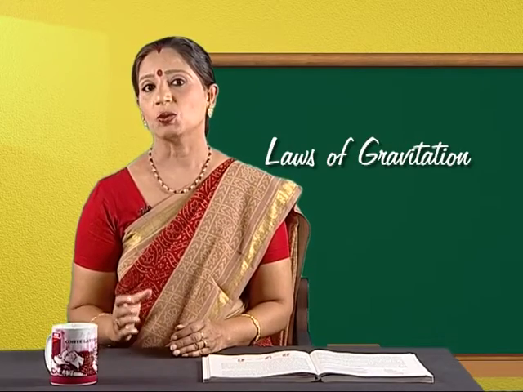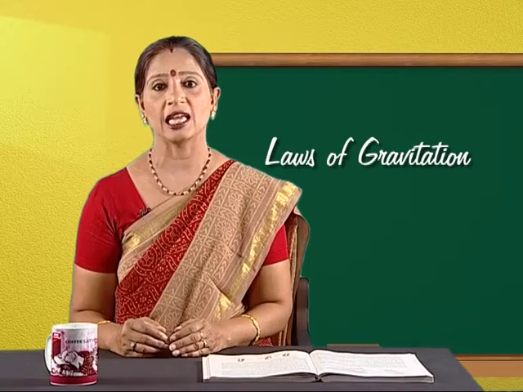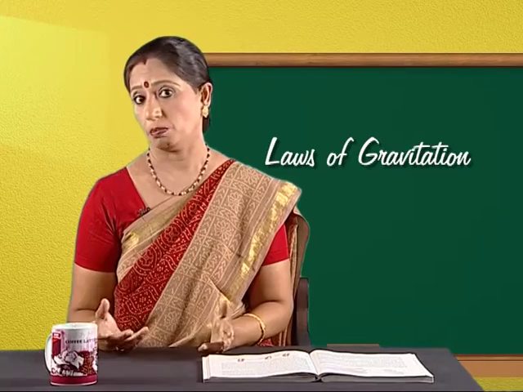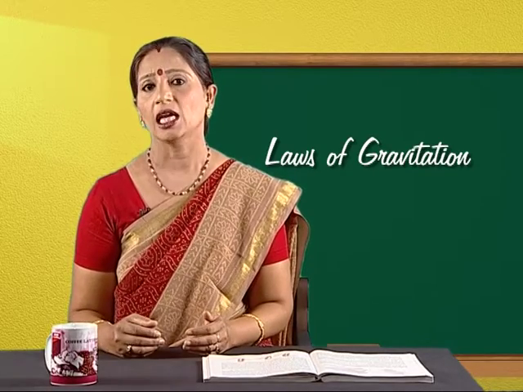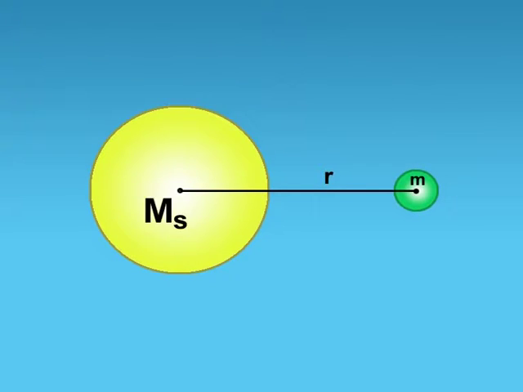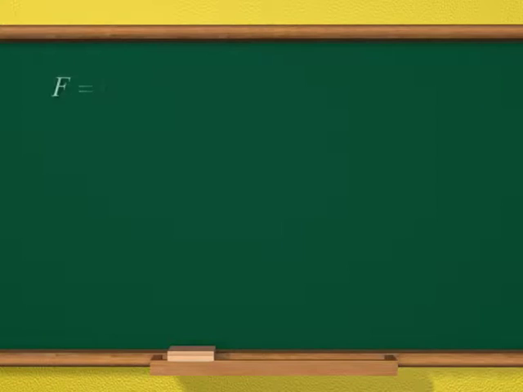We know that a planet moves around the Sun in an elliptical orbit; let us consider it as circular, because in most cases it is very close to a circle. Let the mass of the Sun be Ms, the mass of the planet be small m, the separation between the two be r, and let the planet revolve around the Sun in time T. According to Newton's law of gravitation, the force of attraction is G Ms m upon r square.